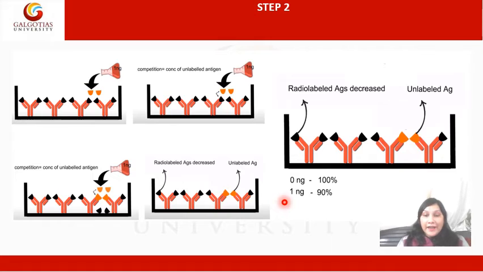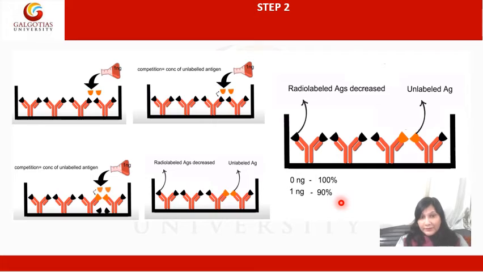Suppose at the start, when we had not added any unlabeled antigen, the radioactivity was found to be 100%. But after adding the unlabeled antigen solution of 1 nanogram per milliliter, the radioactivity decreased by 10%. Now the overall radioactivity of this microtiter plate is 90%. Right? So this is the second step.